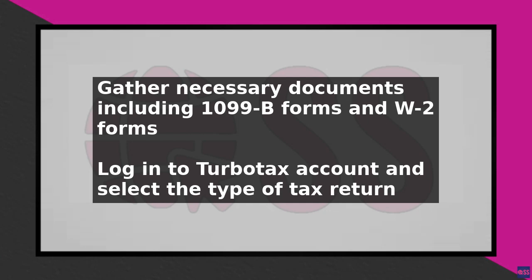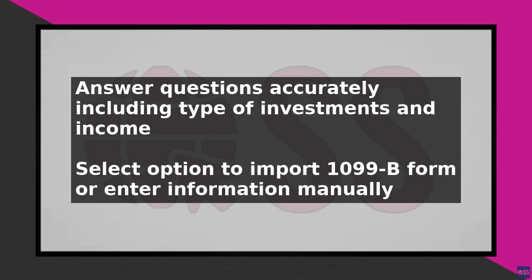Next, log into your TurboTax account and select the type of tax return you want to file. Choose the option that includes investment income, as this will allow you to report your stock sales. TurboTax will guide you through a series of questions to determine your tax situation. Answer these questions accurately, including the type of investments you have and the income you received from them.